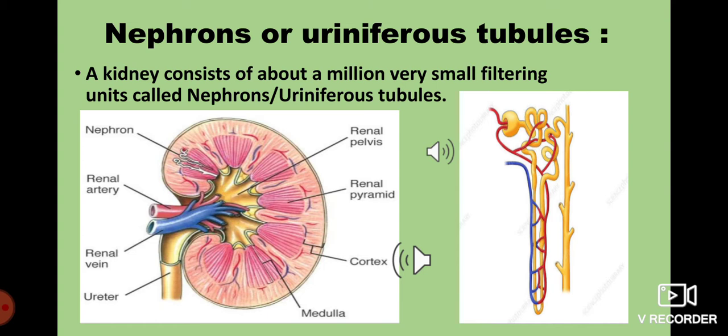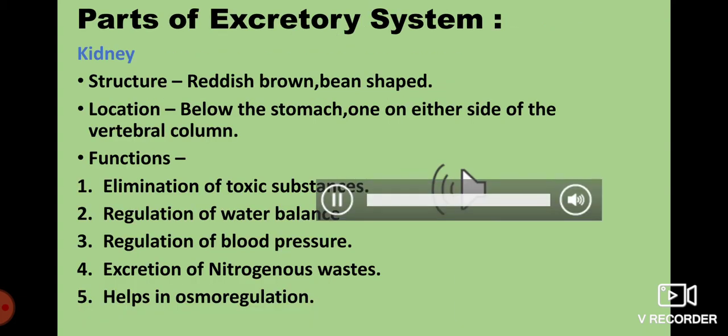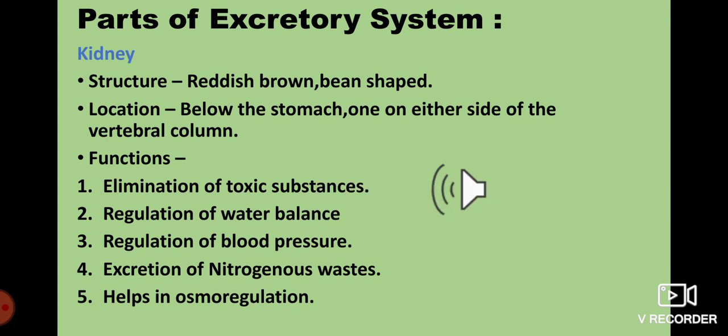So this is the reason. Not only one nephron is shown here, but about a million nephrons are present. Very small nephrons are present there, and inside each nephron the filtration of blood takes place. Now let us talk about the parts of the excretory system in detail. So the first is the kidney.